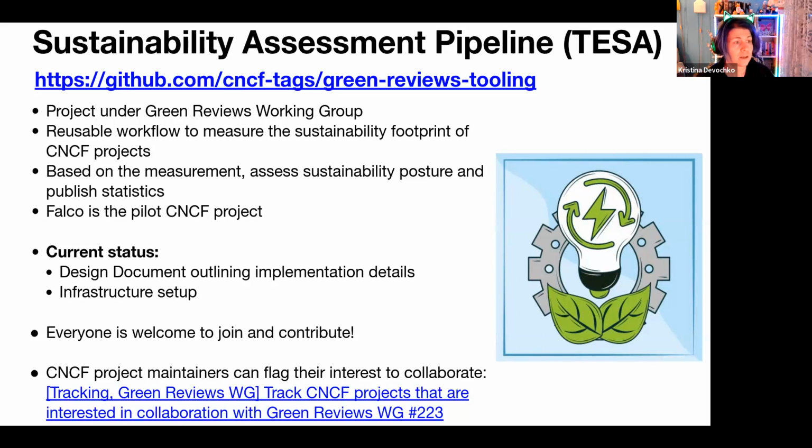So the Green Reviews tooling, the link that you can see there, is the repo where we have our implementation of this sustainability assessment pipeline. So you are very welcome to check that out. And we also have a separate Green Reviews channel on Slack as well, which you will get a link to afterwards.